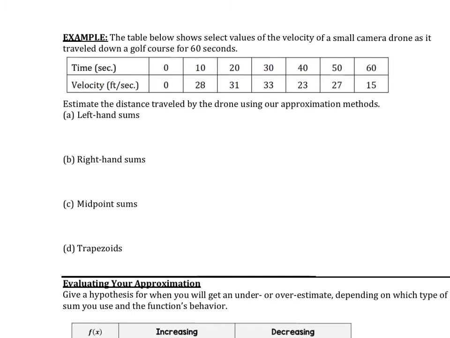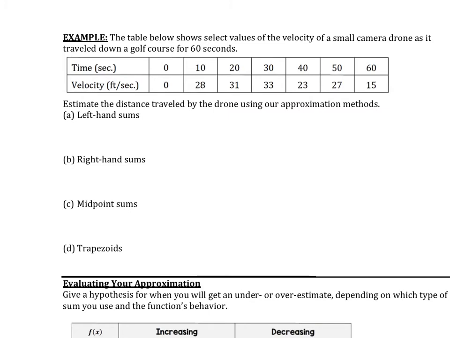This says estimate the distance traveled. So if we've got the velocity and we want to estimate the distance traveled, we know we need to find the area under the curve. So we're going to have to use that approximation. So estimate the distance traveled by the drone using our approximation methods. We're going to look at this 4 different ways just to see how close it all is. Let's start with our left-hand sums.